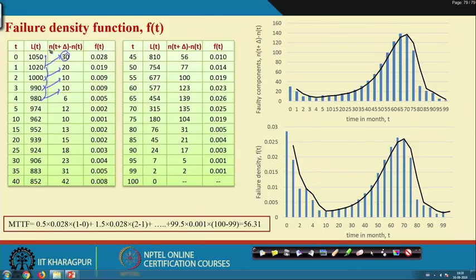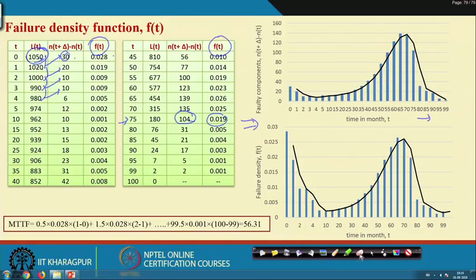Then what is our F(t)? It is N(t+delta) minus N(t) divided by capital N. So, this quantity is 30 by 1050. In this manner, our N(t+delta) minus N(t) is 10 for the 75th unit, and if you divide this by 1050, it will be like this. So, there are two graphs given to you. The first one is the number of units failed within this small time interval, 30, 20 like this, and the x axis is time. Then you are getting this kind of frequency polygon. And another one is related to the failure density.